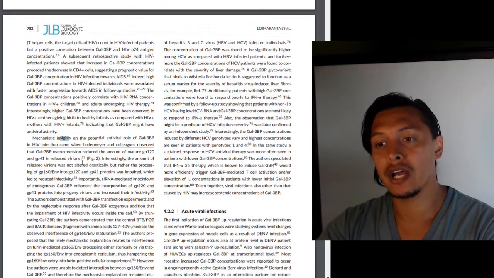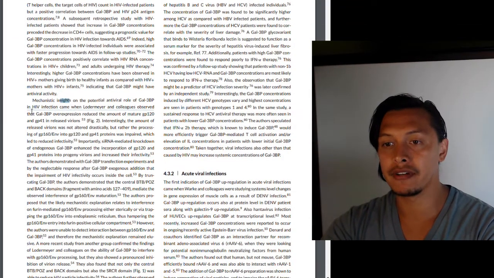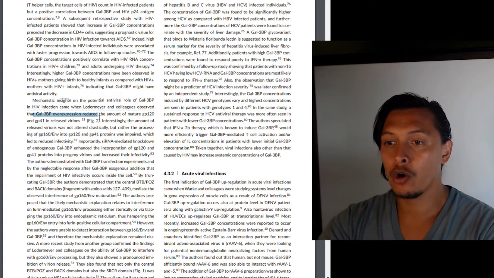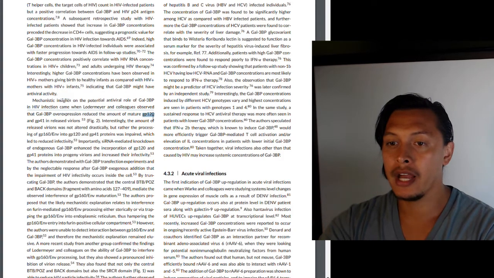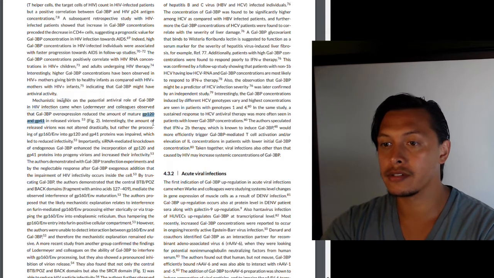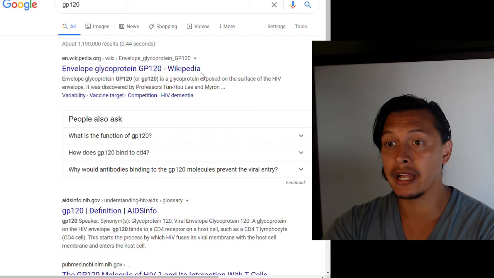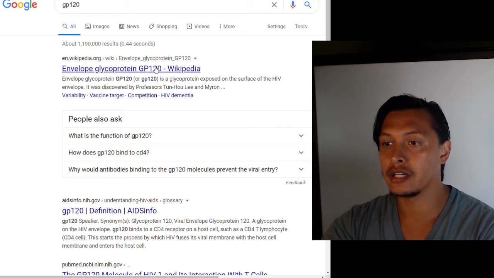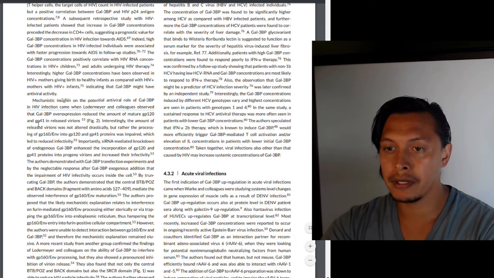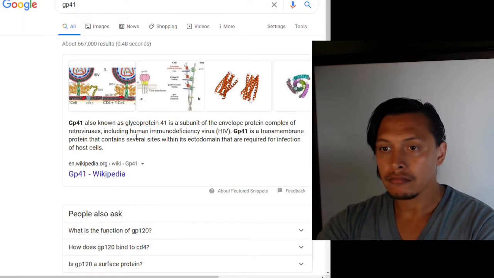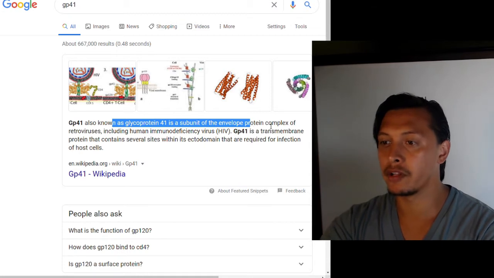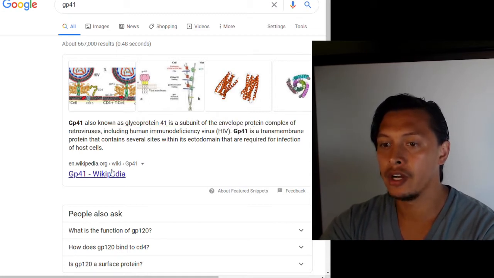Mechanistic insights on the potential antiviral role of galectin-3 binding protein in HIV infection came when Loimaranta and colleagues observed that galectin-3 binding protein overexpression reduced the amount of mature GP120 and GP41 in released virions. So these are just different proteins that make up HIV. GP120 is the envelope glycoprotein of HIV, and GP41 is another subunit of the envelope protein complex of retroviruses. So just know that that is what's happening.